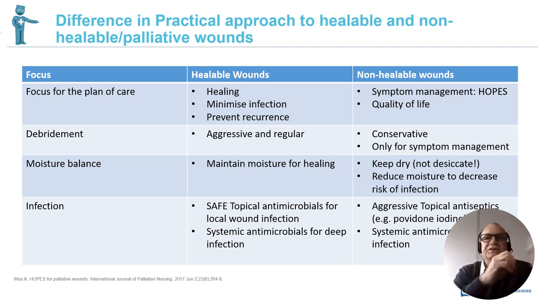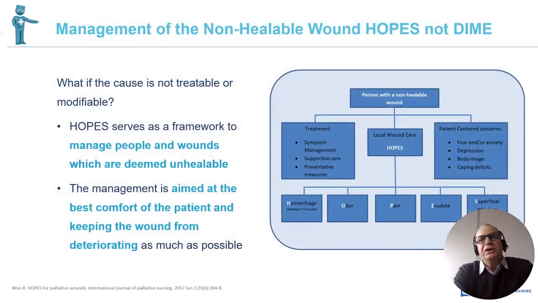Debridement: one is regular debridement, taking away everything that we can. On the other side is just conservative, moisture balance, as we said. One we keep moist, the other we keep on the dry side without desiccating it. If there is infection, definitely we need to use all the ability to manage that infection, both locally and, if necessary, systemically.